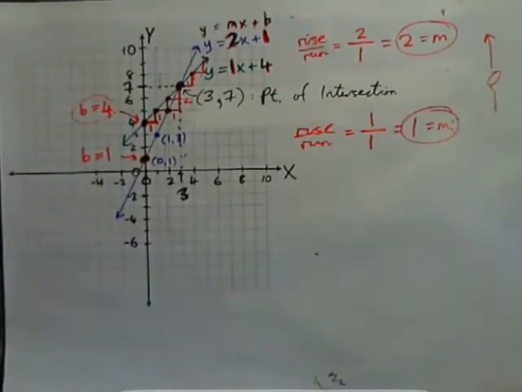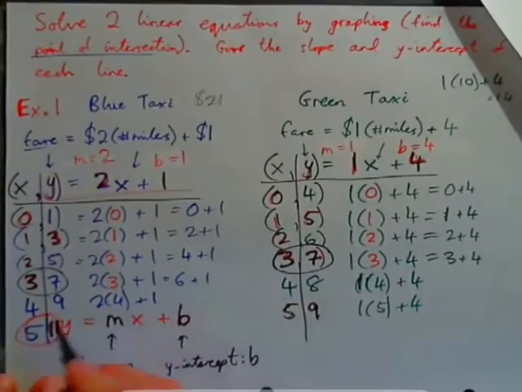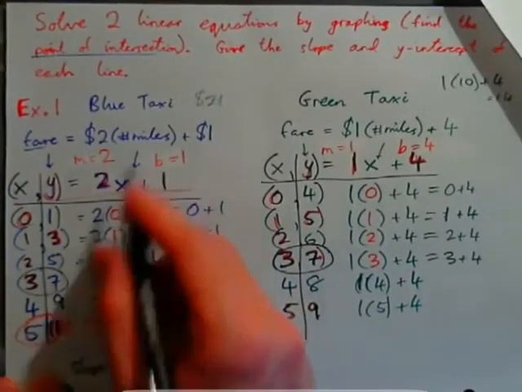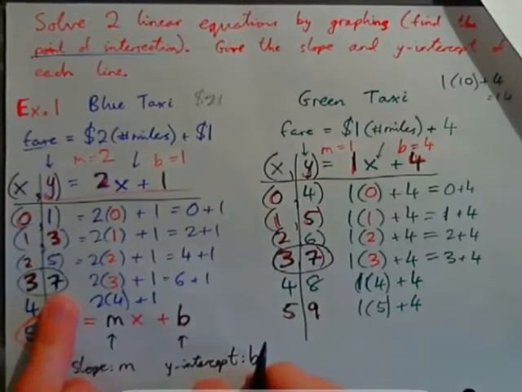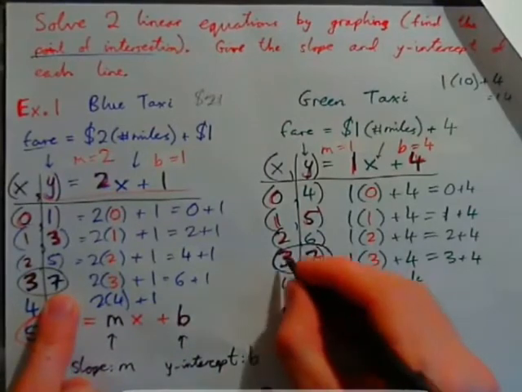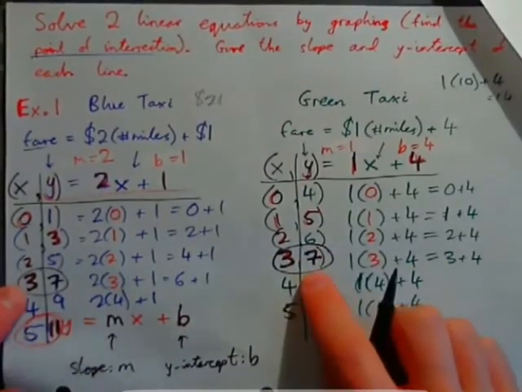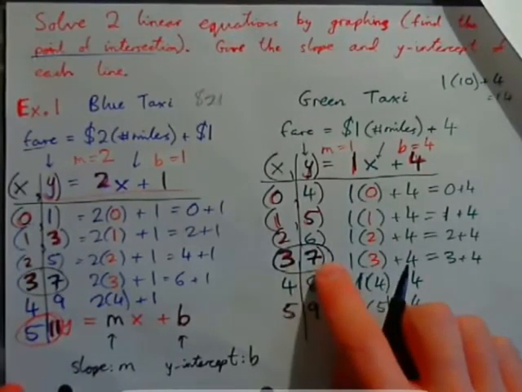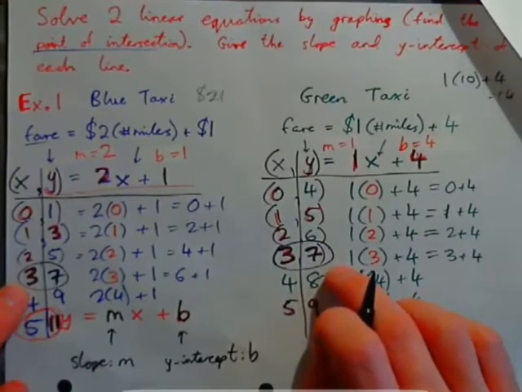Why should we ever be concerned about the point of intersection in a real life example in the world? Here's this taxi fare that will tell us why. It's 3, 7. In other words, on the blue taxi, if I go 3 miles, the driver charges me $7. On the green taxi, also, if I go 3 miles, the driver charges me $7. So for the blue and green taxi, going 3 miles is the same fare. Okay, so that's the significance of the point of intersection 3, 7.